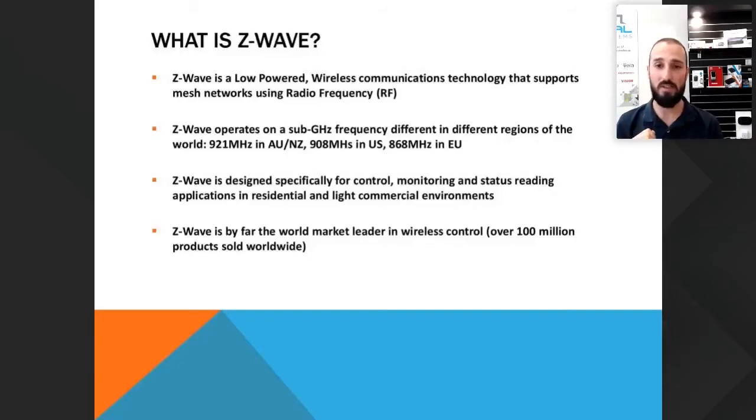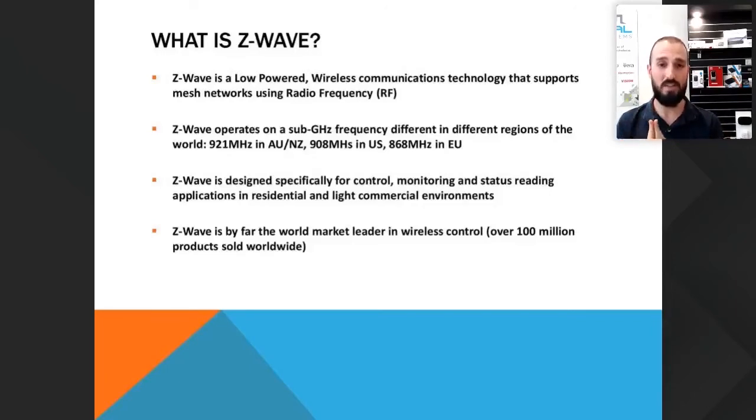Now, the important thing to think about here, everyone, is that if you purchase products in Australia using the 921 megahertz frequency, they will only work with other products that run on the same frequency. This is really, really important. If you are buying things from overseas and importing them into the country or getting them shipped through Amazon or Alibaba or eBay or anything like that, please make sure that it runs on 921, because if it doesn't, it is just not going to work, unless your entire system runs on that frequency that you have purchased from overseas.